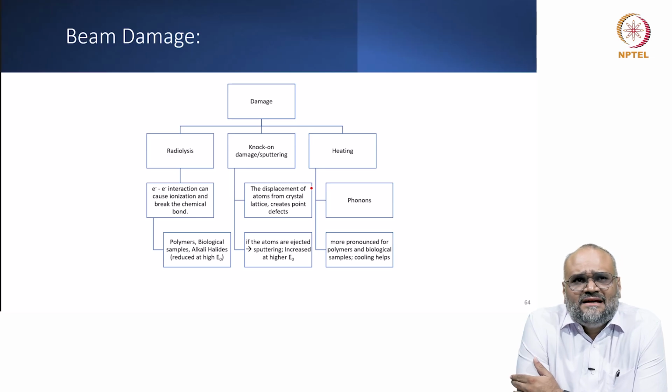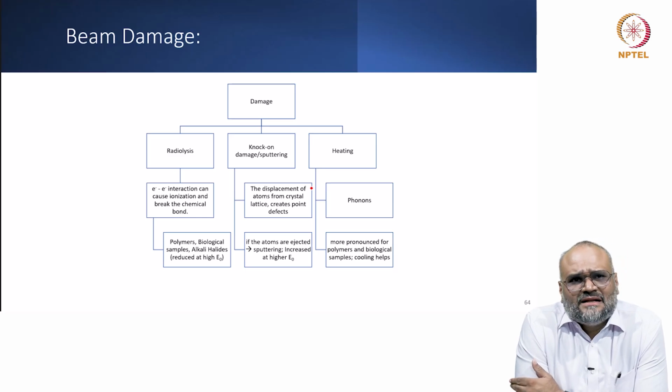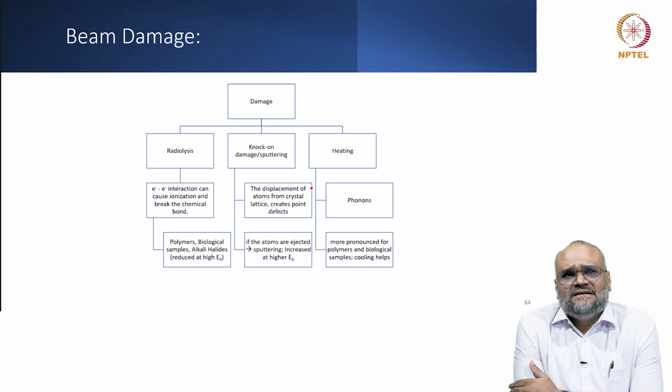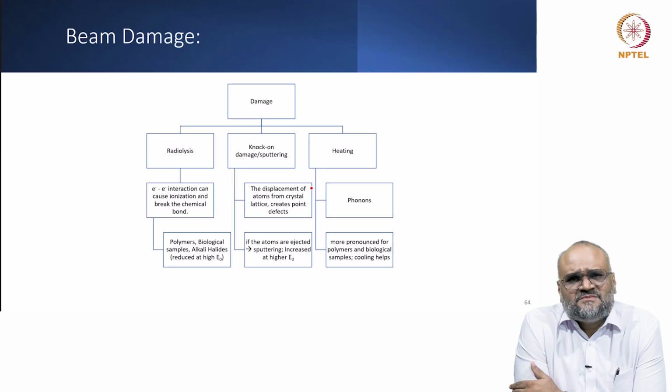Commonly, you have radiolysis, knock-on damage, or heating. In radiolysis, the incoming electron beam causes an ionization of the atom where you are breaking the chemical bond. This is predominantly observed in liquids, ionic samples, and even biological samples. You have reaction products as a consequence of electron beam interaction, and you are damaging the specimen.